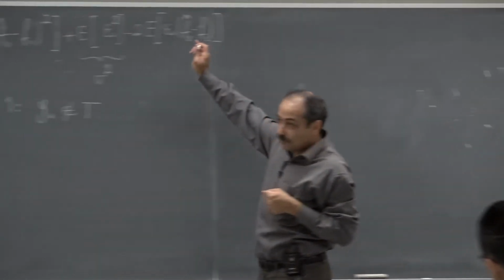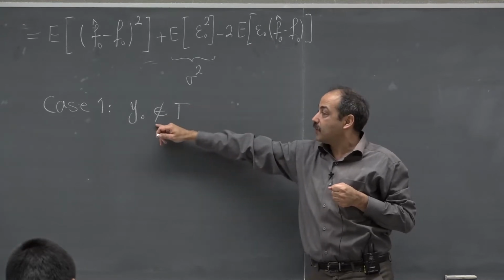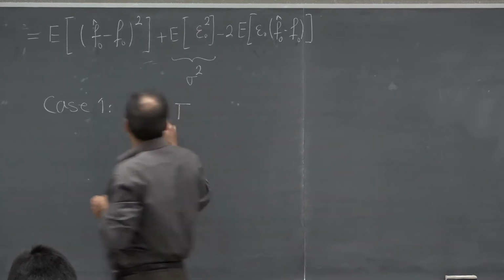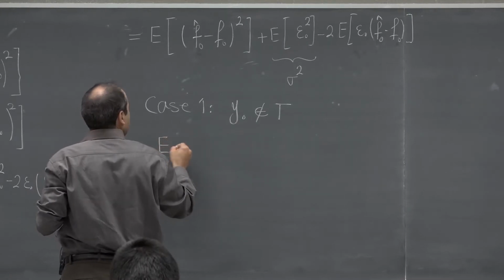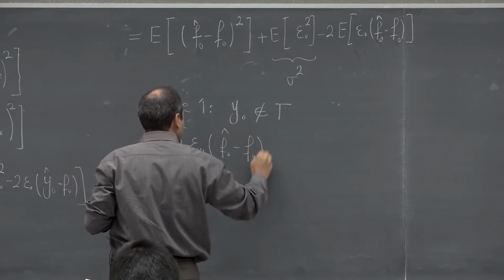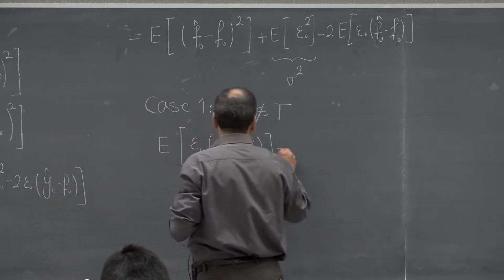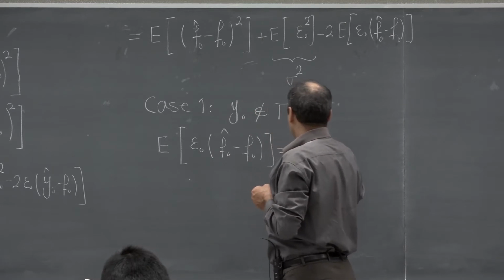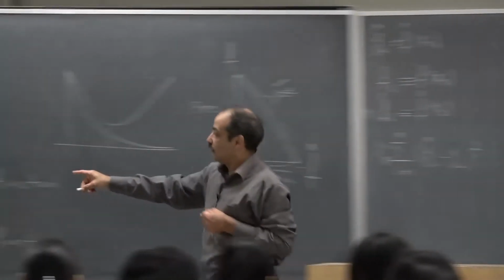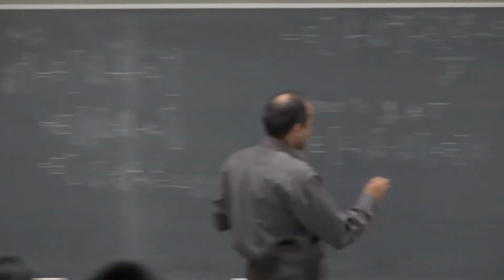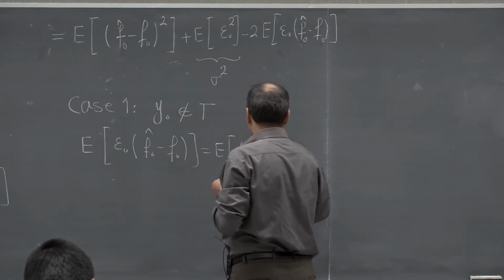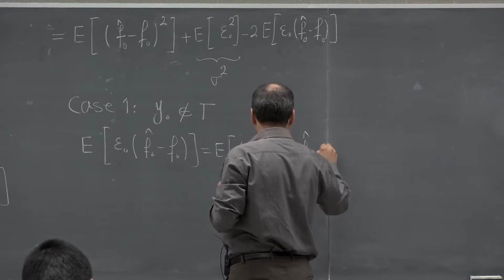So this cross term will be 0 if this y0 is not a part of the training set. Okay? So this cross term in this case will be 0. To say it more clearly, this epsilon is, in fact, y minus f. So it is y minus f, and this is f hat minus f.